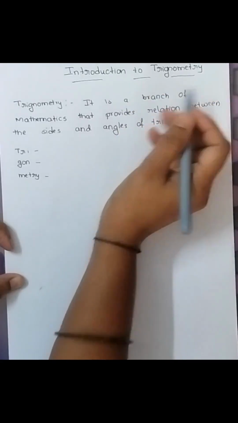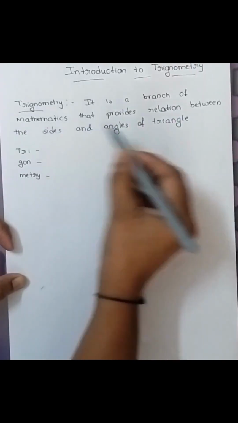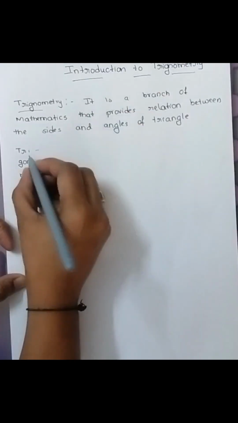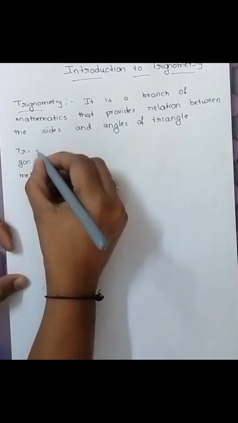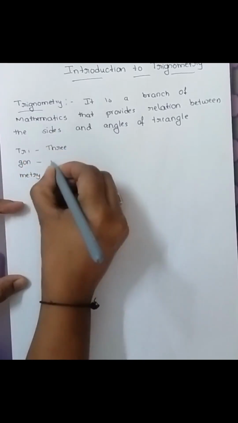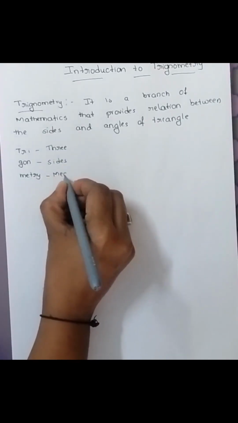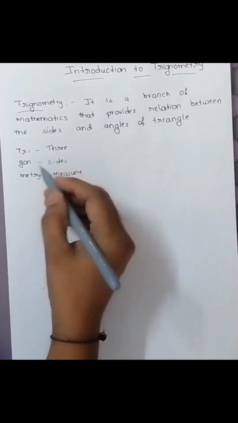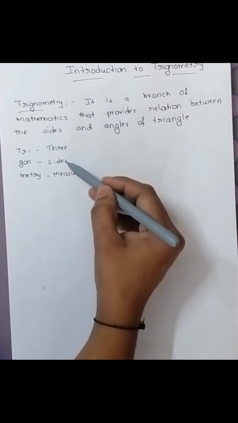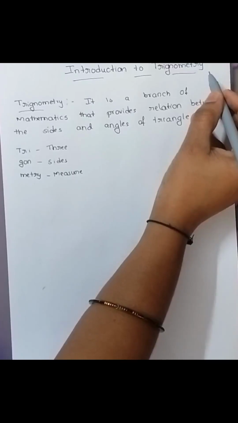So what is trigonometry? Trigonometry is a branch of mathematics that provides a relationship between the sides and angles of a triangle. This can be better understood with the name trigonometry. It comes from the meaning of "tri" means three, "gon" means sides, and "metry" means measure. So what does trigonometry mean? It is the measure of the three sides of a triangle. That is how the name trigonometry came.